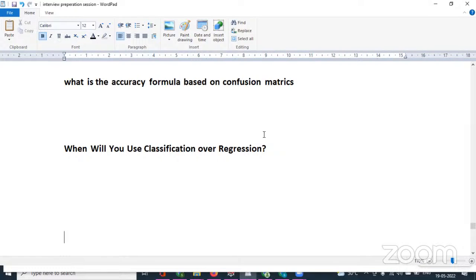Yes, Srikanth, that is absolutely right. When output is a continuous value, we use regression. If output is discrete, we'll be using classification. Yeah, Suprama, that is correct. Maybe it should be continuous.